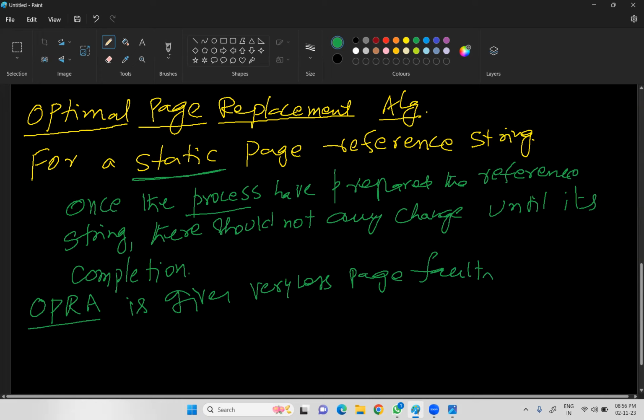Why has it provided very few page faults, and what are the advantages over FIFO? We are supposed to talk about two different issues. Why will it produce very few page faults? And what are the advantages we gain in overcoming FIFO here?